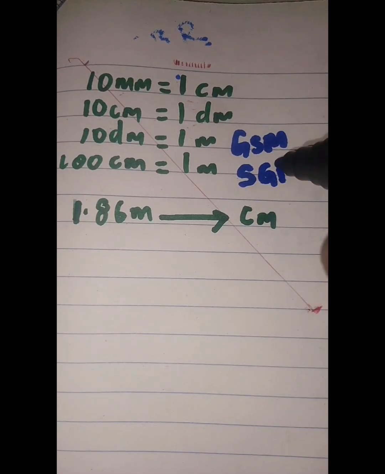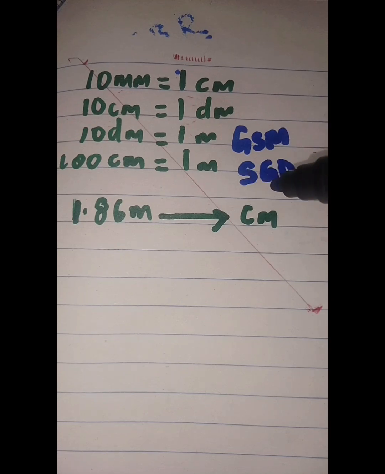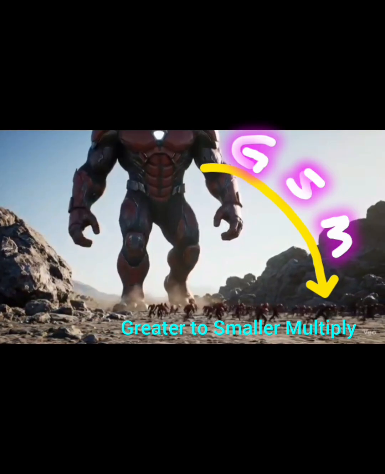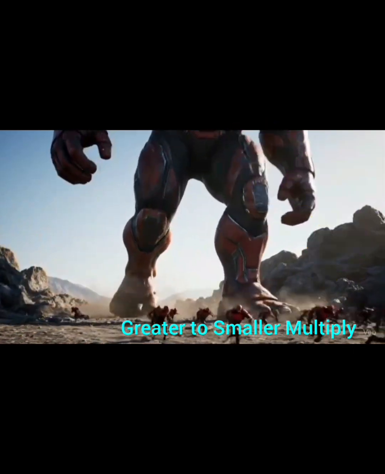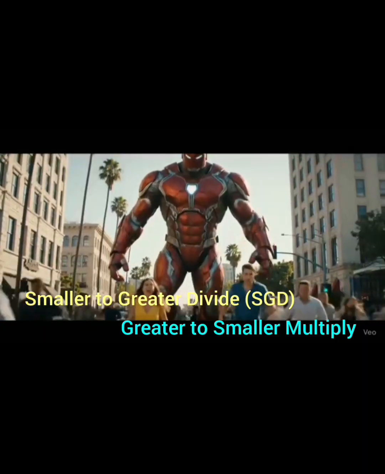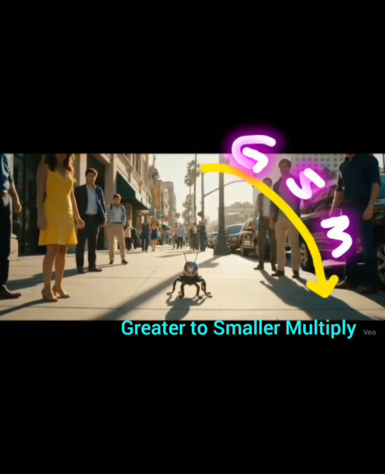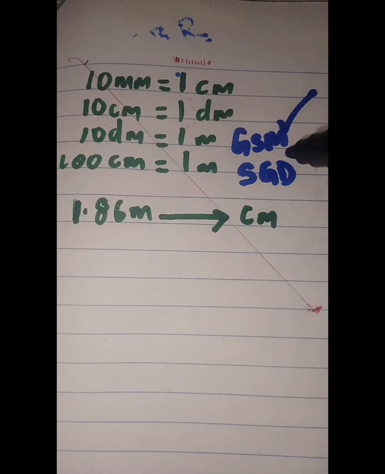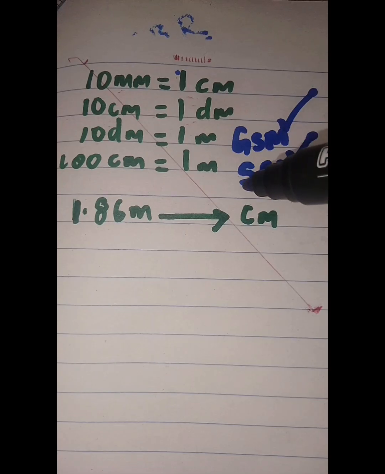GSM means from greater to smaller you multiply, from smaller to greater you divide. So you need to know when to multiply and when to divide. When you're converting from a greater to a smaller, you multiply. When you're converting from a smaller to greater, you divide.